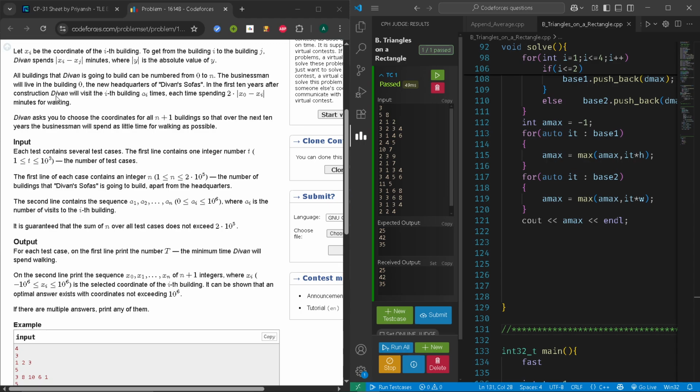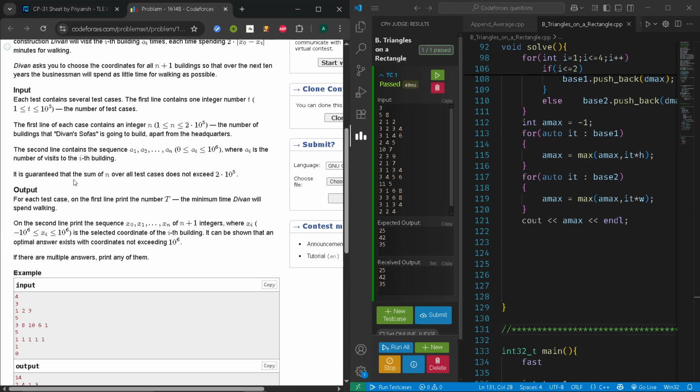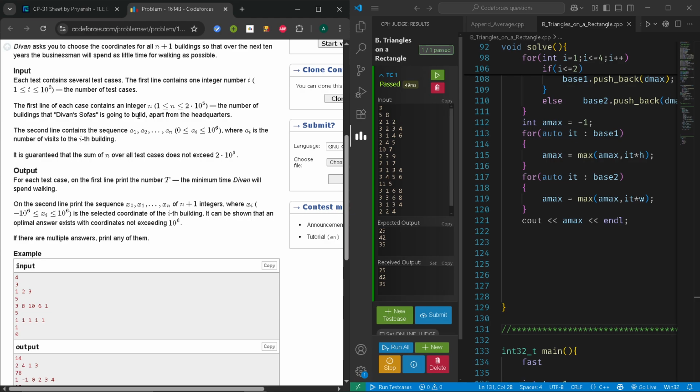A businessman will live in building 0, the new headquarters of Divan Sofa. In the first 10 years after construction, Divan will visit the building ai times, each time spending 2 times this much. Choose the coordinates for all n buildings so that there is as little time for walking as possible. Okay. The number of buildings that Divan Sofa is going to build apart from the headquarters. The number of visits to the ith building.